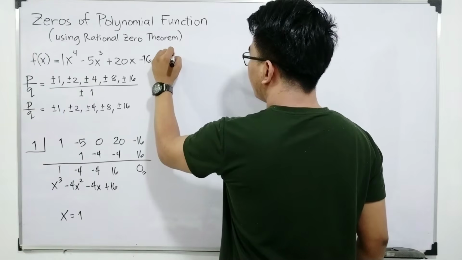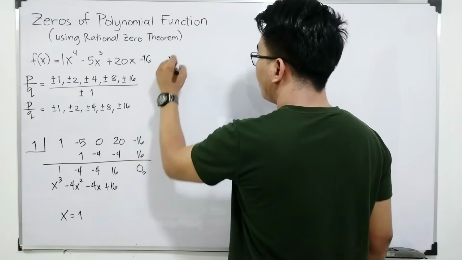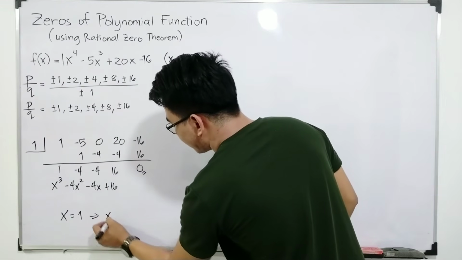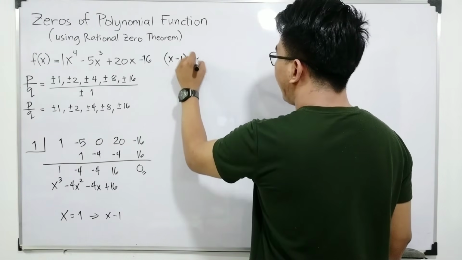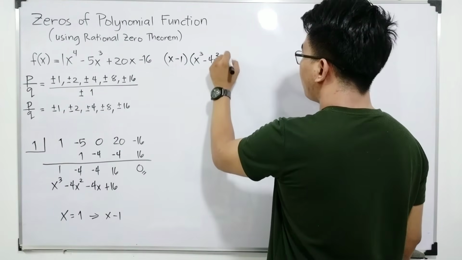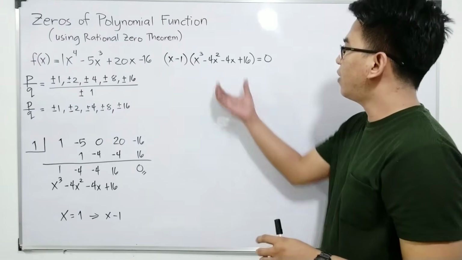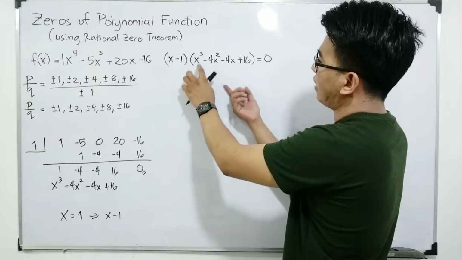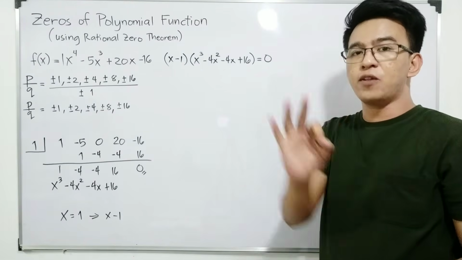We have 0, or gawin natin itong x minus 1. Yung x minus 1 natin ay galing dito kasi equal lang siya sa x minus 1 natin. Okay, x minus 1, and then kunin natin to as factor, we have x cubed minus 4x squared minus 4x plus 16 is equal to 0. Ginawa natin na siyang equation. Ngayon, ang target natin dito, since okay na tayo sa first factor, we will try to factor out x cubed minus 4x squared minus 4x plus 16 para makuha natin yung 3 other zeros of this function.